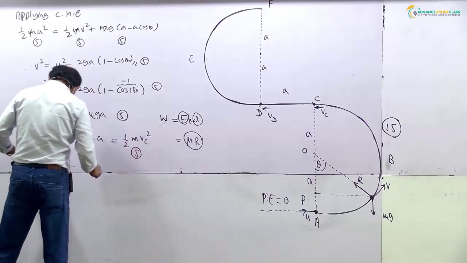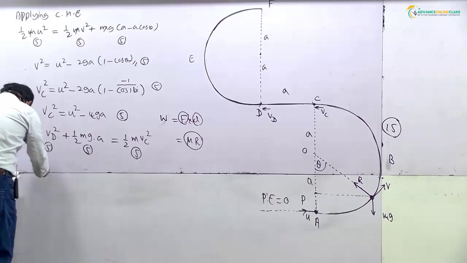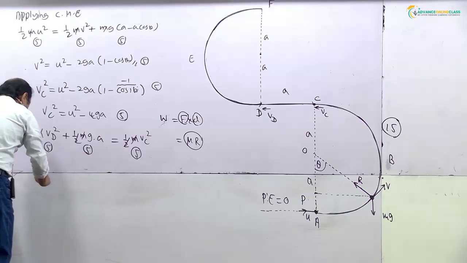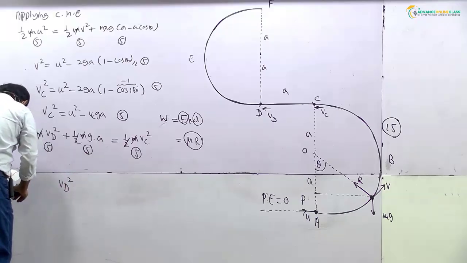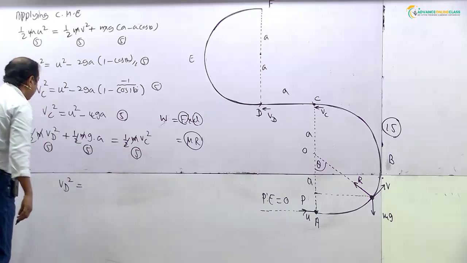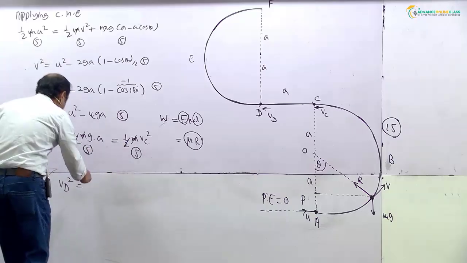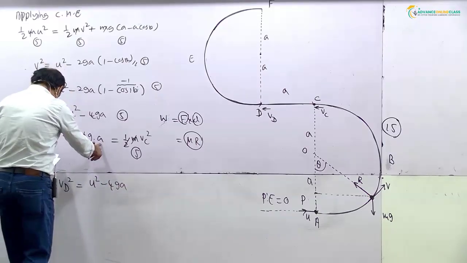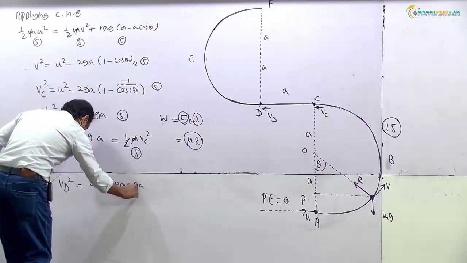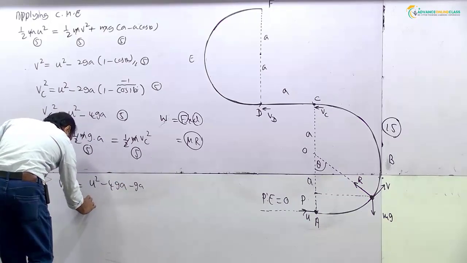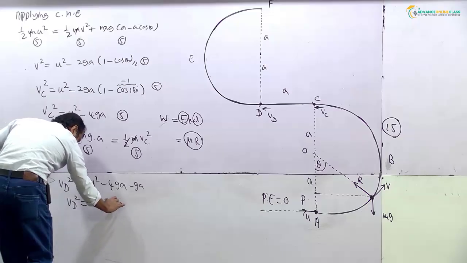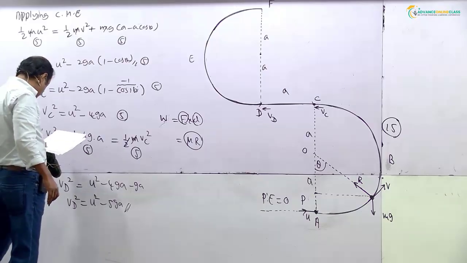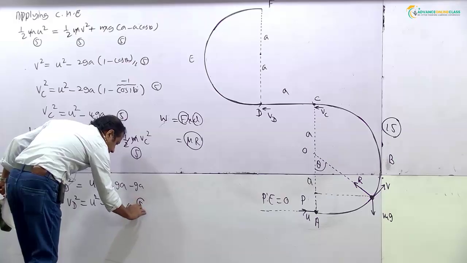Then we can write Vd squared; the half m can be cancelled down. Vc squared is u squared minus 4ga, and this ga you can take to the right-hand side, minus ga. Then Vd squared we get as u squared minus 5ga. Here we get another 5 marks for the final answer.